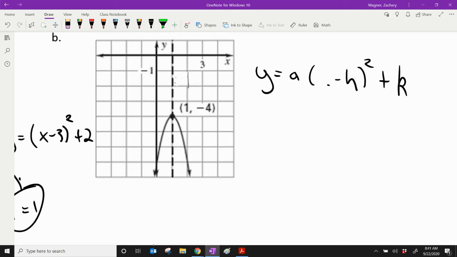My k's look ridiculous. I'm sorry, my k's look awful. Sometimes my handwriting leaves much to be desired, but I'm always trying to become better.